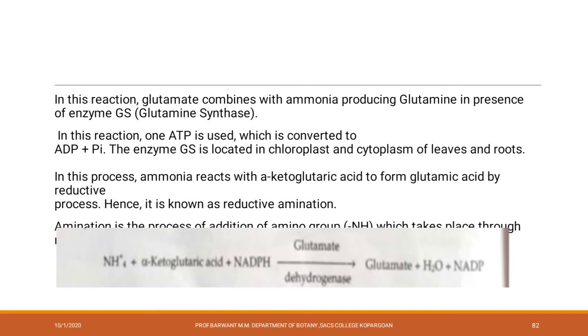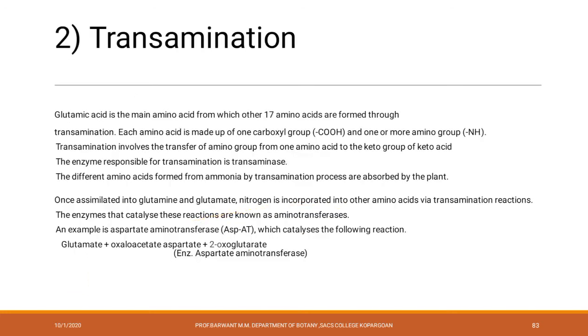In this process, ammonia reacts with alpha ketoglutaric acid to form glutamic acid by the reduction process. Hence, it is known as reductive amination. The reactions are given in the figure. That is overall about reductive amination.